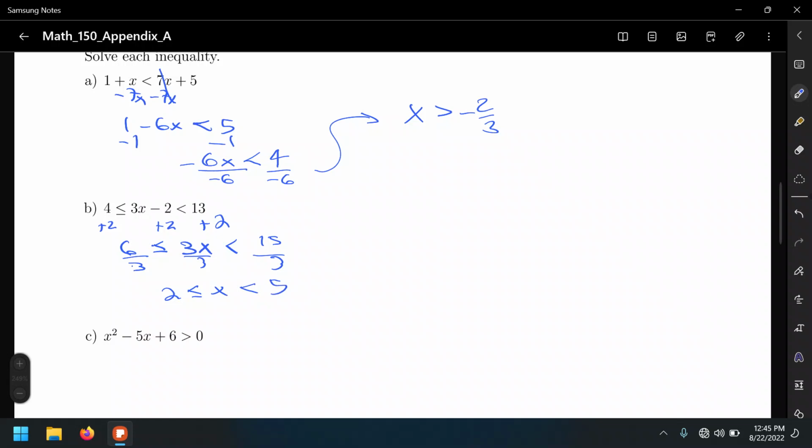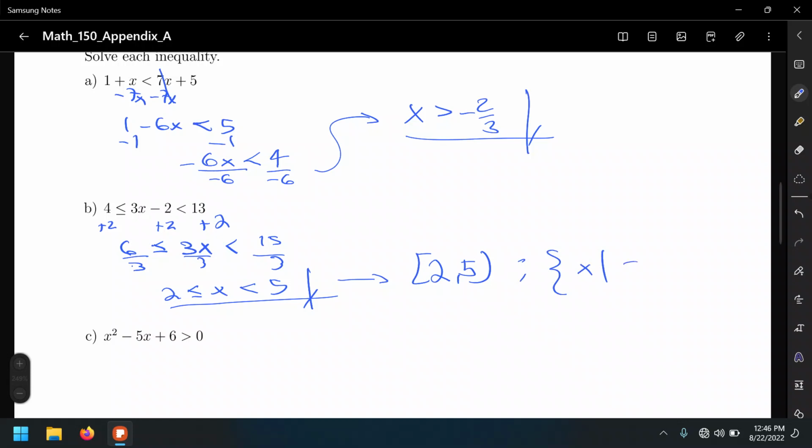Now, this last inequality, of course, we can interpret it in different ways. Let me box this final answer. Another way to express this answer is between 2 and 5, bracket for 2, parenthesis for 5. So that's using interval notation. Using set notation, x such that, just copy this inequality.